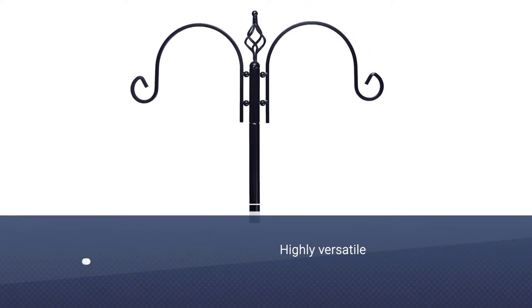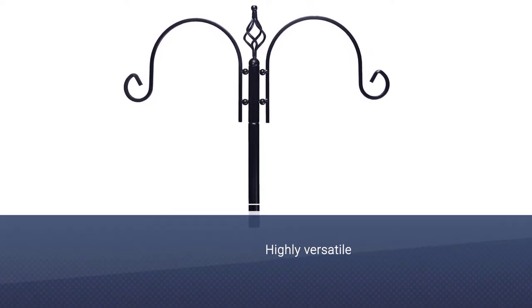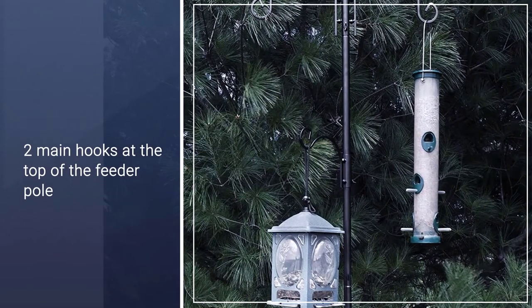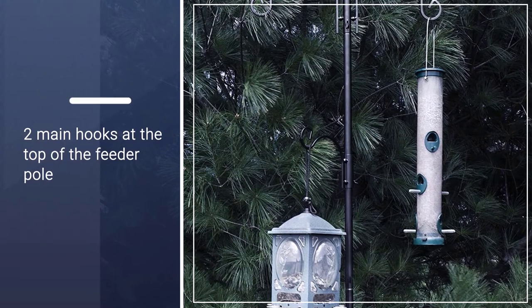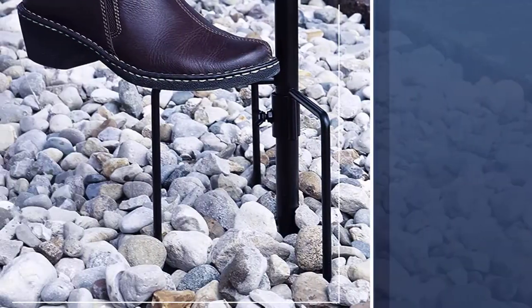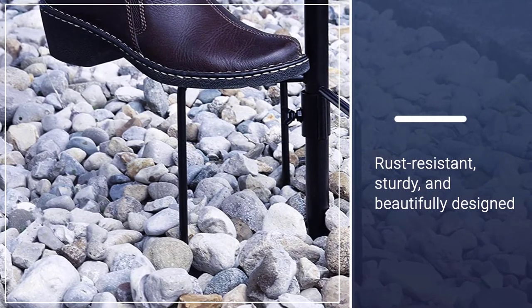There are two main hooks at the top of the feeder pole. These are fixed pieces. These feeder poles are rust-resistant, sturdy, and beautifully designed. The top hooks can hold heavier bird feeders for several weeks of supply, and the smaller hooks are especially good for hummingbird feeders to hold nectar.